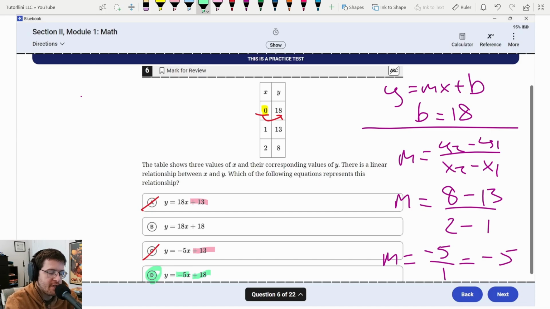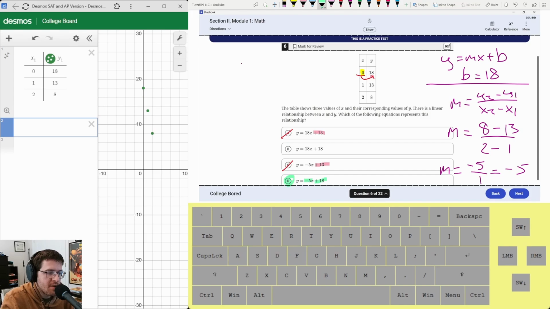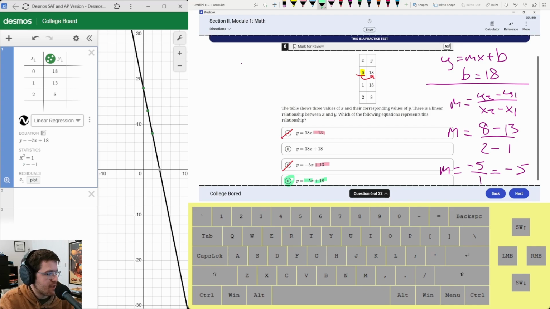We could also do this question entirely on Desmos, so let's go do that. Okay, so I made a table and typed in the data. Now I'm going to click on this little automatic regression symbol, and it does a linear regression, and it tells me the equation is y equals negative 5x plus 18.